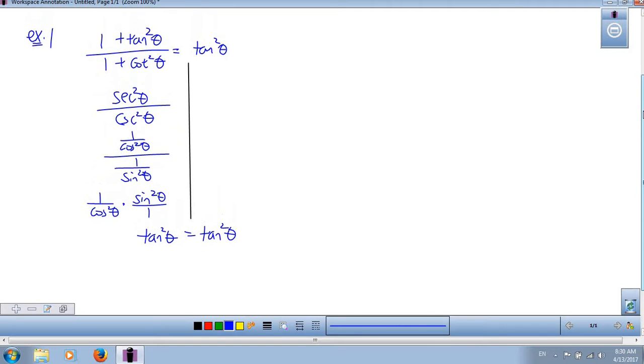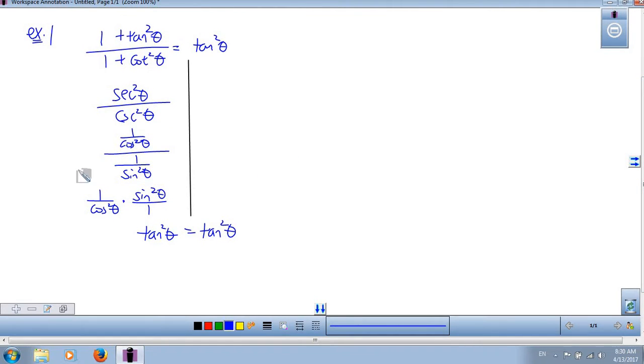Let me move it back up a little bit here, so you can see the whole thing. Okay, so this is one example involving fractions.